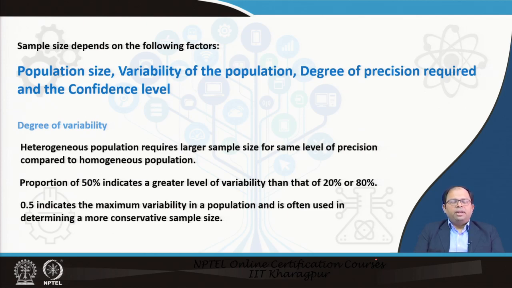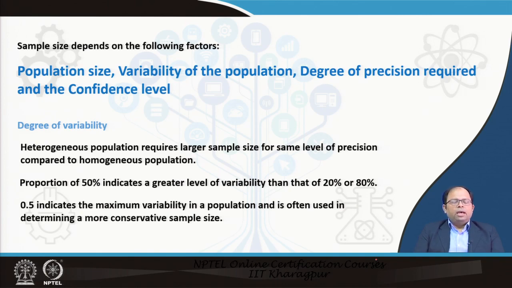By degree of variability, it actually means that the more heterogeneous a population is, it requires a larger number of samples for the same level of precision compared to a homogeneous population. That means we decide on a certain level of precision for the sample mean of the particular sample that we are going to collect. And the more heterogeneous a population is, the more likely we require a larger sample to make sure that the precision levels are fine.